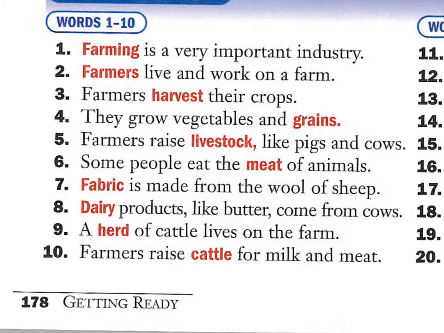Some people eat the meat of animals. Fabric is made from the wool of sheep. Dairy products like butter come from cows. A herd of cattle lives on the farm.